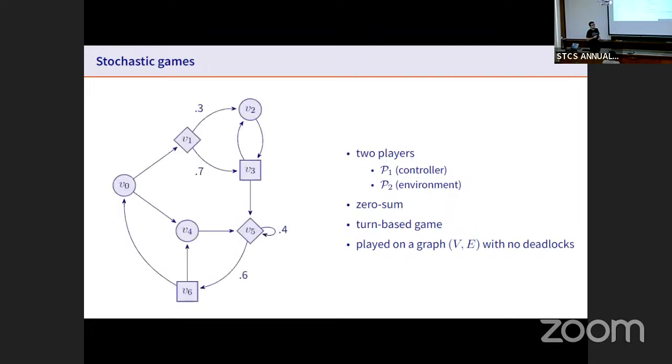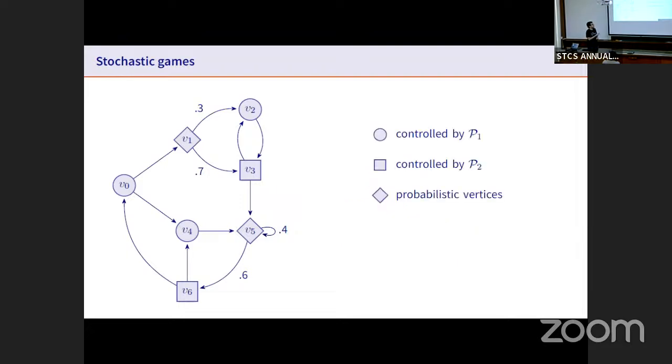So here's an example of a game graph. There are many shapes here. Any vertex that's denoted by a circle is controlled by player one. Vertices drawn in boxes are controlled by player two, and diamond vertices are called probabilistic vertices. So this is the setup. How is the game played?